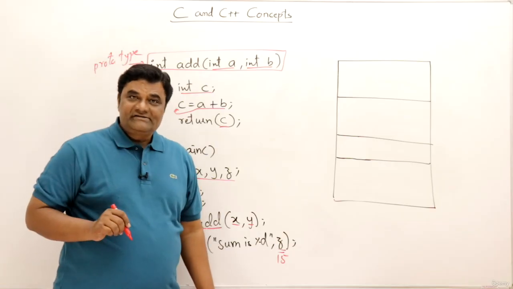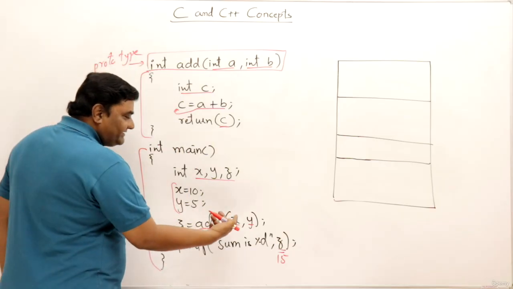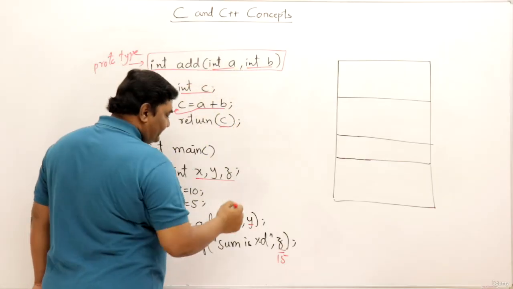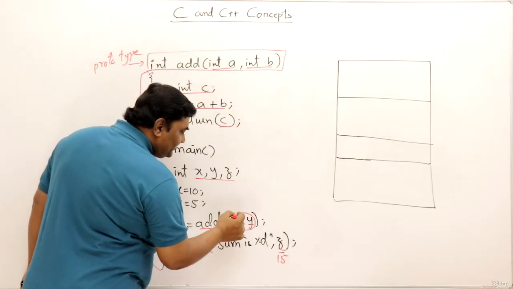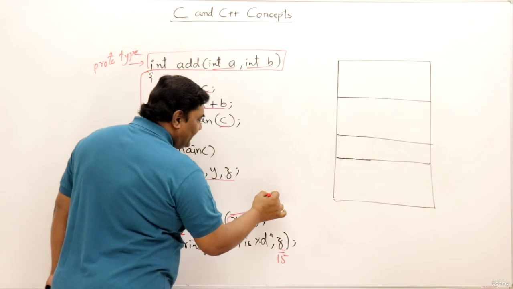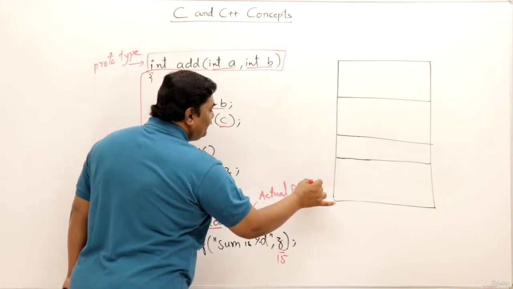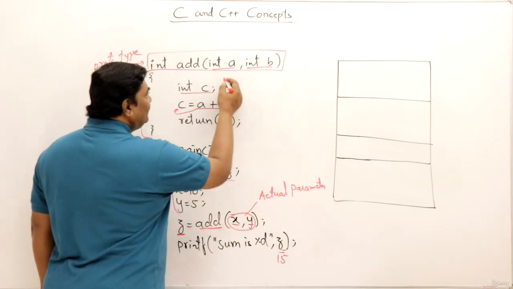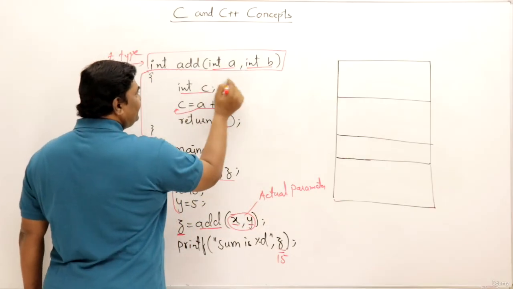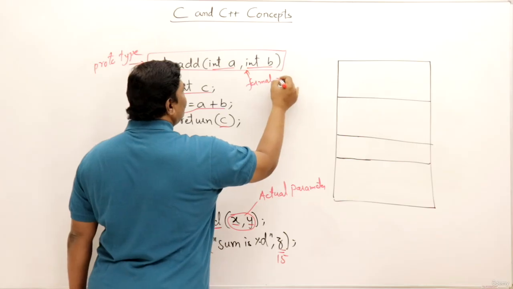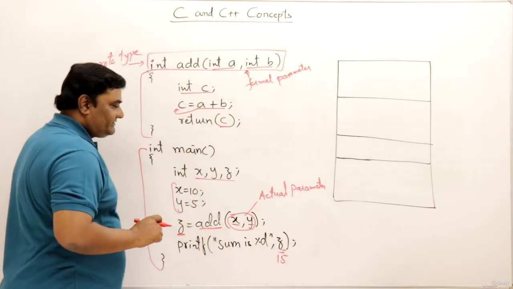Now, what are parameters? See, here we are passing these two values x and y to this function, which is taking two parameters. So these parameters, the ones which we are passing, are called actual parameters. And these parameters which are taken by this function are called formal parameters. So these are formal parameters.